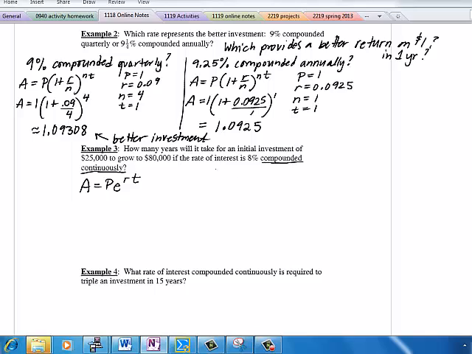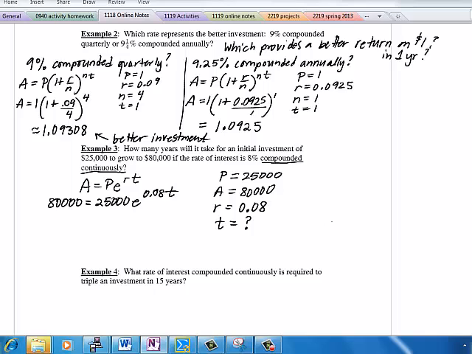It looks like 25,000 is our initial investment, so P would be 25,000. We want it to grow to 80,000, so we want the account balance to be 80,000. And the rate is 8%. Switch it to a decimal, and we don't know the time, so that's what we're trying to find. So we'll fill in the pieces. 80,000 equals 25,000 e to the 0.08 times t.